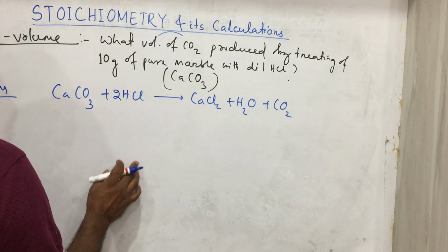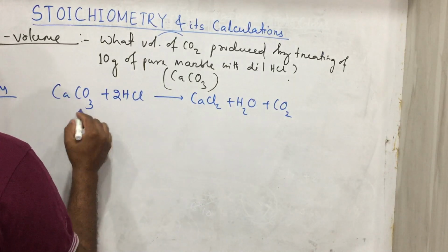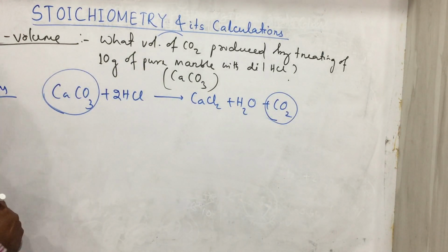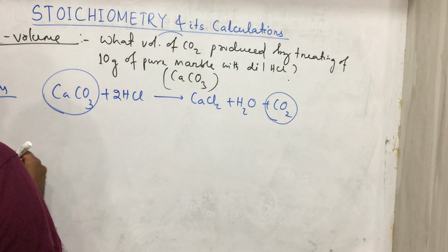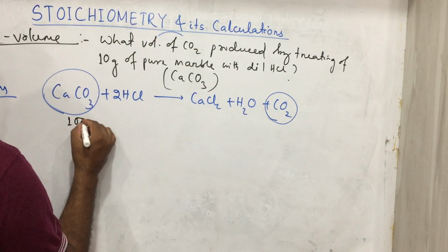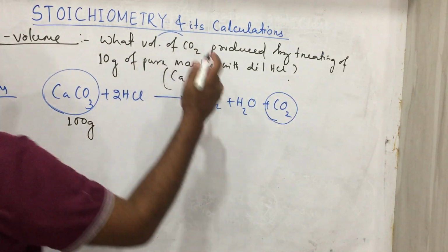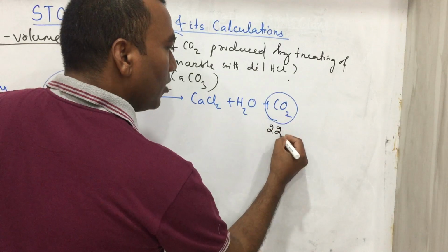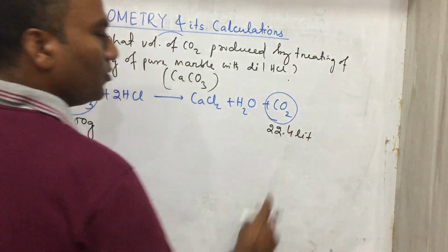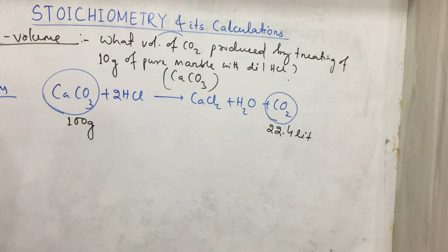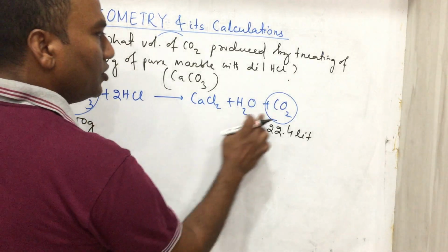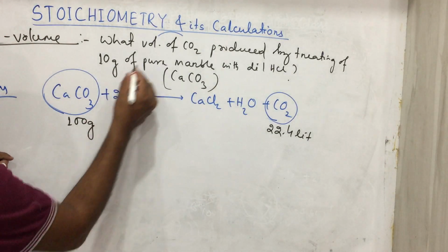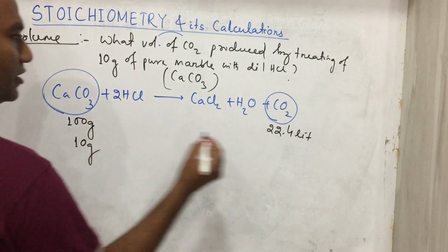Next, the question is asking between marble and CO2, means these two parts are asked. So what is the molecular mass? So it is 100 gram. Its volume is asked. It is how many mole? 1 mole. So 1 mole means how much liter? 22.4 liter. So where calcium carbonate is 100 gram, 22.4 liter of CO2 is produced. The question is given when it is 10 gram, it is how much?